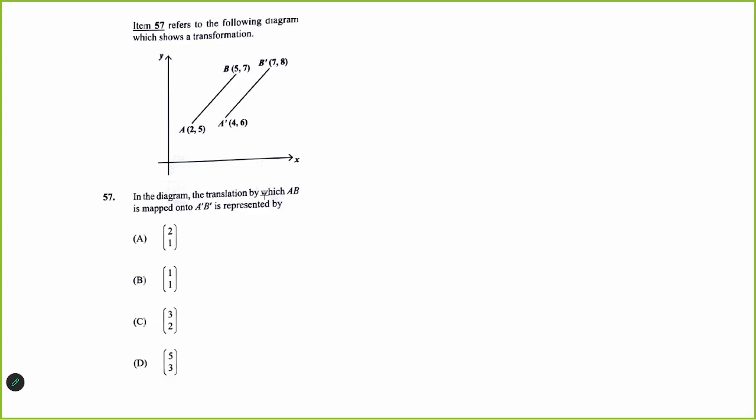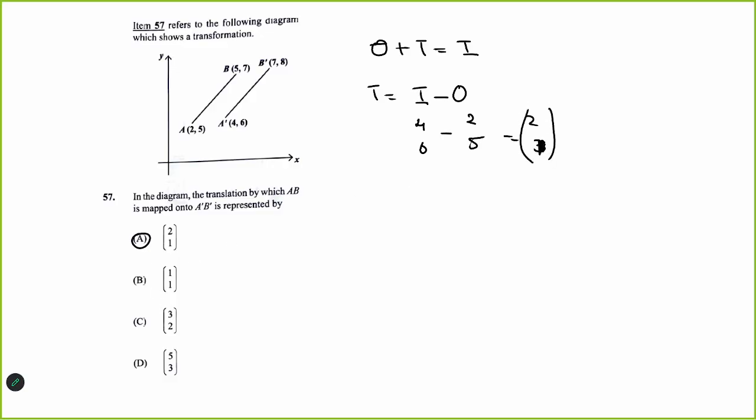In the diagram, translation of AB is mapped onto image AB. So we go from 2, 5 to 4, 6. So remember this formula, your object plus your translation is equal to your image. They want the translation, so my translation is going to be my image subtract my object. My image is 4 on top, 6 at the bottom, minus my object, 2, 5. 4 minus 2 is 2, 6 minus 5 is 1. So it'll be 2, 1, which is E. Alright, and that's how you would do this question.